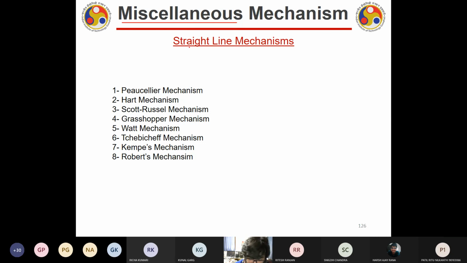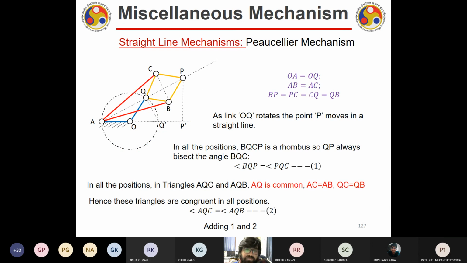So what are these mechanisms basically? Let us go through each. This is the first one, popularly known as the Peaucellier mechanism. It looks like this, as you are seeing in this diagram. When this crank OQ rotates, it creates a circle like this, and this point P moves in an absolute straight line vertically.